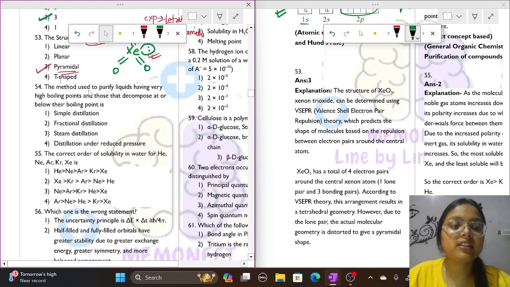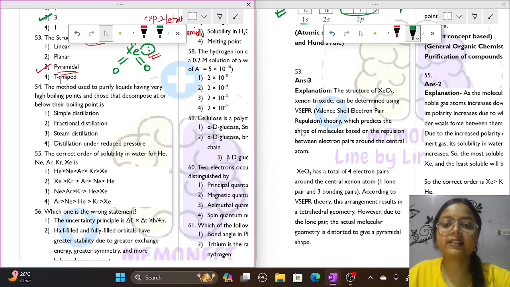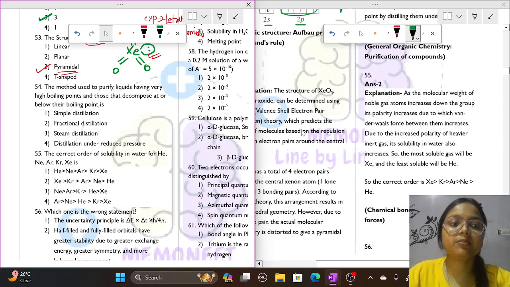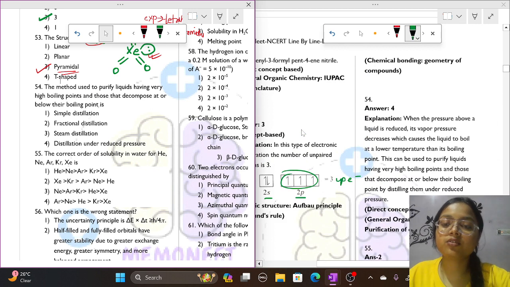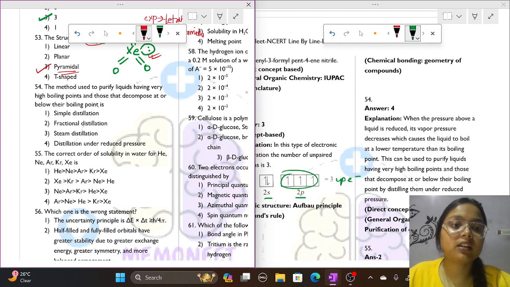The next question is, the method used to purify liquids having very high boiling points and those that decompose at or below the boiling point is. Let's see the answer. Question number 54. The method used to purify liquids having very high boiling points that decompose at or below their boiling point. So we have to identify the method which is used in this process.